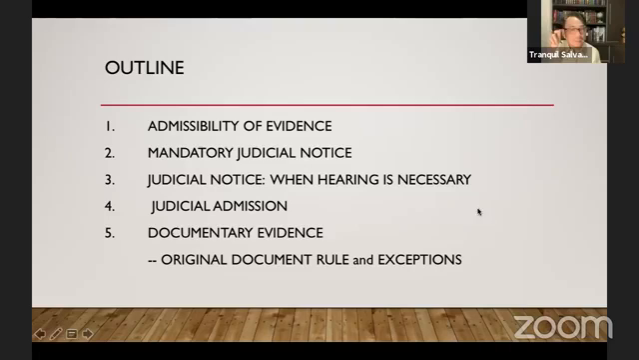Now, let us move on to judicial notice. You know that judicial notice is Rule 129.